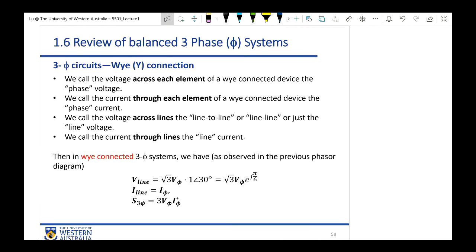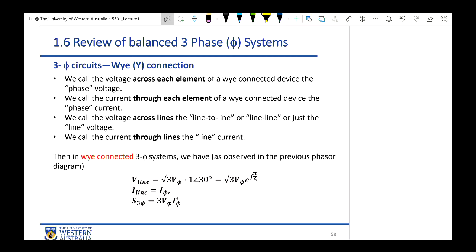So it's a quick summary regarding the Y connection. We call the voltage across each element of a Y-connected device the phase voltage, and then phase current, line voltage, line current. All these are very fundamental concepts for the Y-connected pattern. At the bottom of the slide, we can see some important relationships between the line-to-line voltage and the phase voltage, and also the line current and the phase current. They are very important, not only for this chapter, but also for many chapters until chapter 6, okay? So please make sure you understand this one. After we review the delta connected pattern, we may come back to this page to compare the differences, okay?